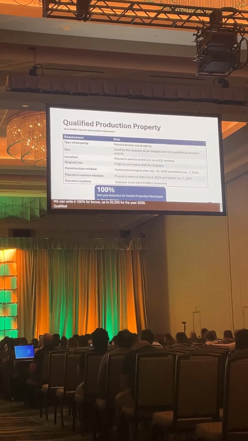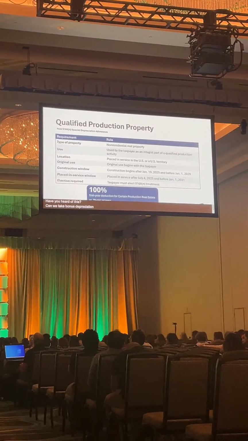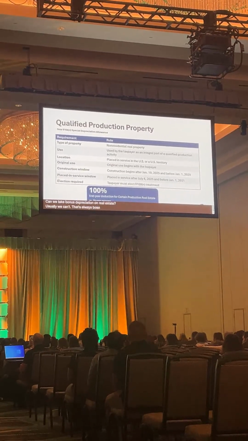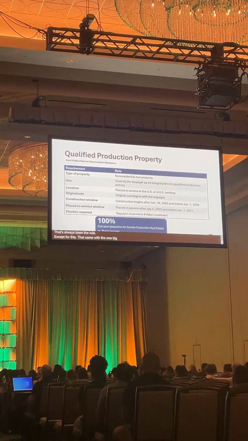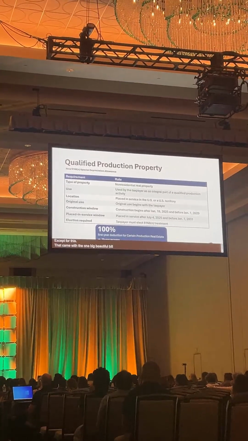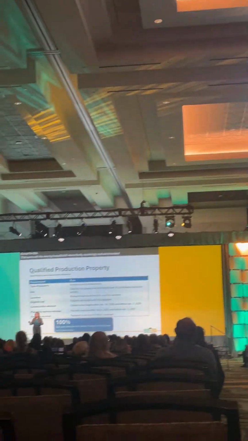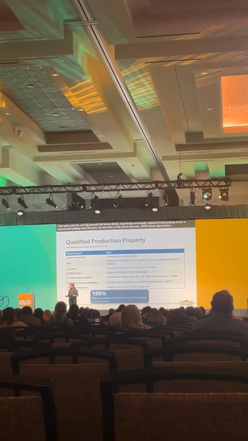Qualified production property. Have you heard of this? Can we take bonus depreciation on real estate? Usually we can. That's always been the rule, except for this that came with the One Big Beautiful Bill. Finally, surprisingly, instead of depreciating a commercial building over 39 years, we can take a write-off in year 1, 100% bonus depreciation.